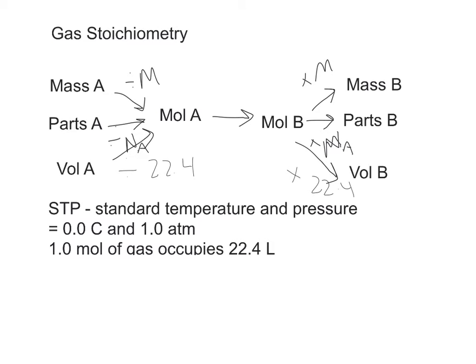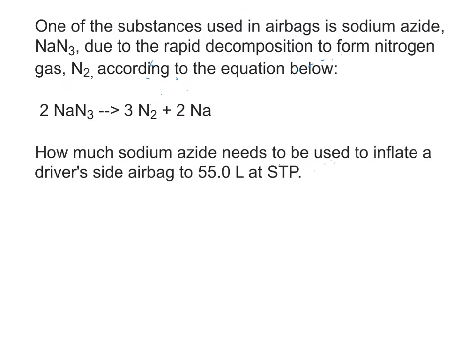Now remember, this only works for gases. If I have 1 mole of a solid, it's not going to occupy 22.4 liters, and the same thing goes for a liquid. This is only for gases. Now, if I am not at STP conditions, meaning that my temperature is not 0 degrees Celsius and my pressure is not 1, I'm going to have to use PV equals nRT.